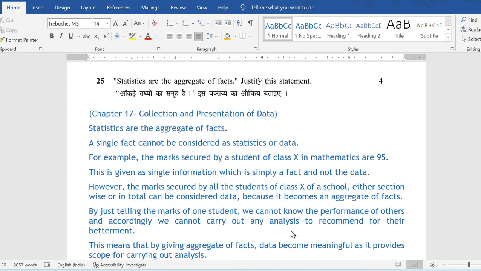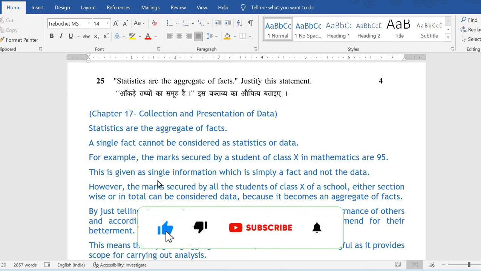Question number 25. Statistics are the aggregate of facts. Justify this statement. This is from chapter 17, Collection and Presentation of Data. Statistics are the aggregate of facts. A single fact cannot be considered as data or statistics. For example, the mark secured by a student in class 10 in mathematics, say 95. This is just a single piece of information. It is just a fact and it does not become data.